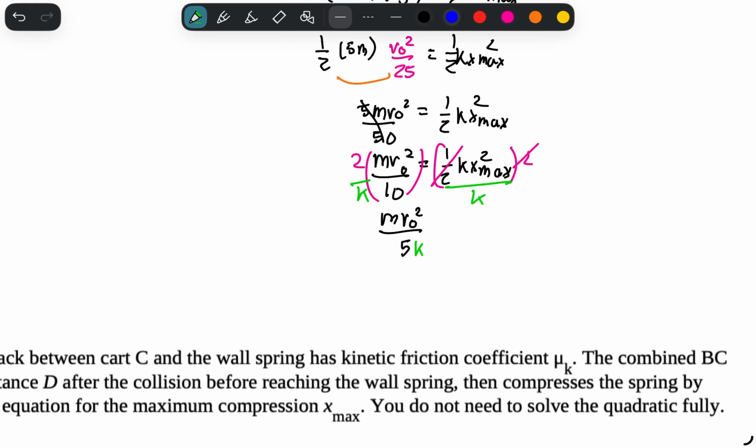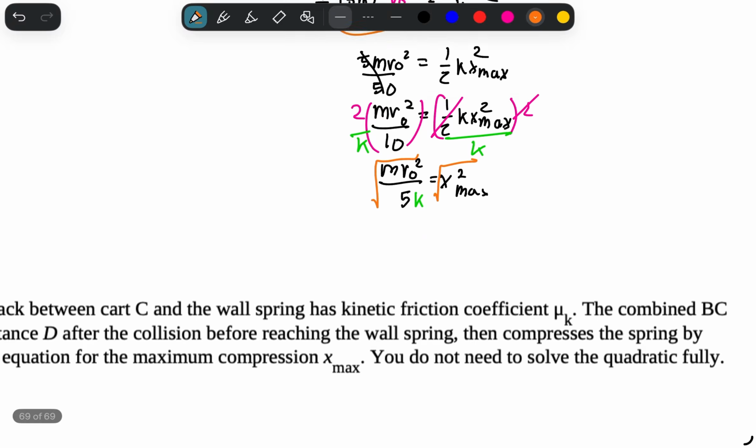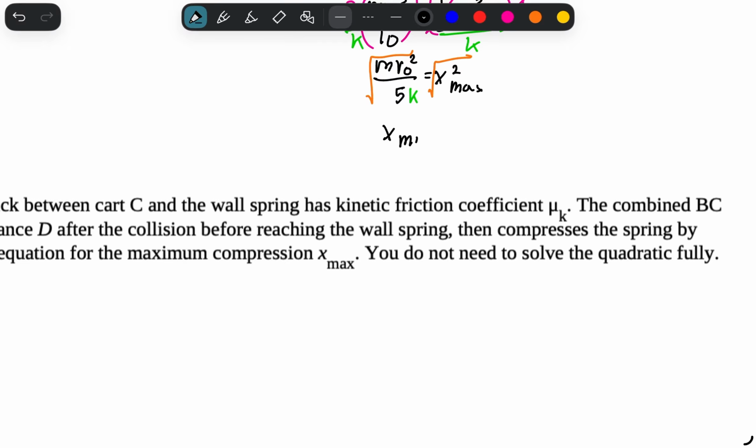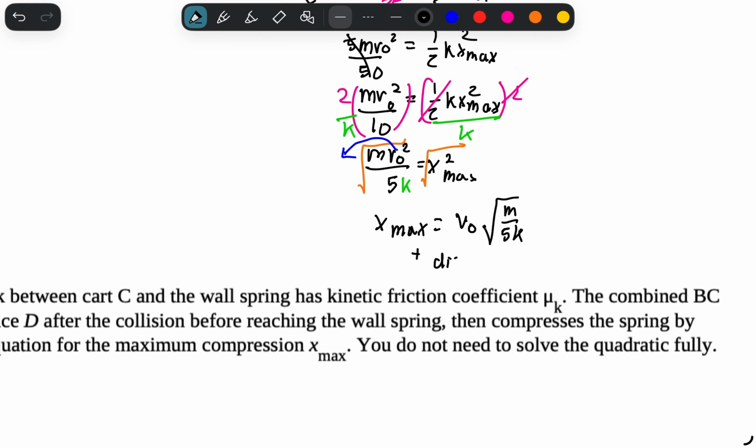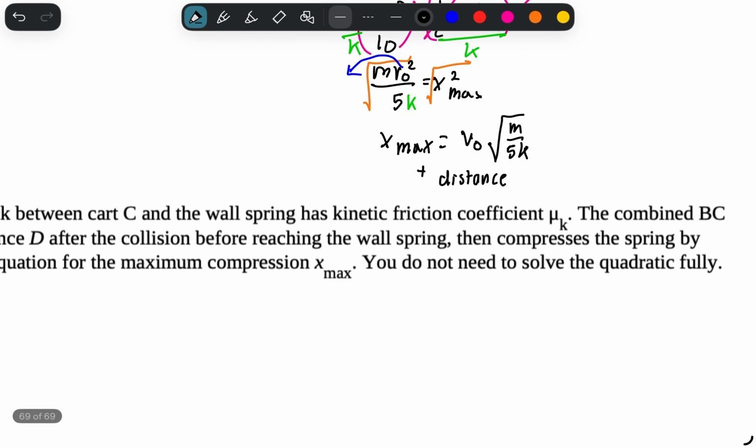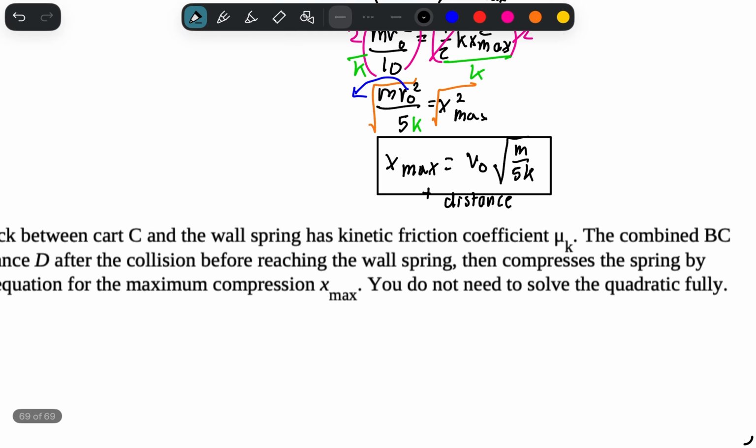And you have k here. So then you have x squared max. And then you can take the square root of both sides here. You get x max is equal to v initial, which you can take out because you have a square, times the root of m over 5k. So we have a positive distance that we are going to be compressing. So our compression is a positive distance. X max is equal to this expression.